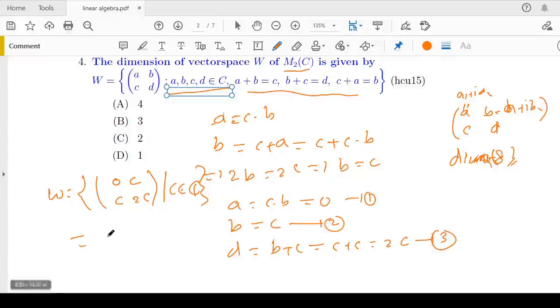Therefore, for the dimension, take C common, where C can be written as C1 plus iC2. Therefore, the dimension of W is equal to 2.